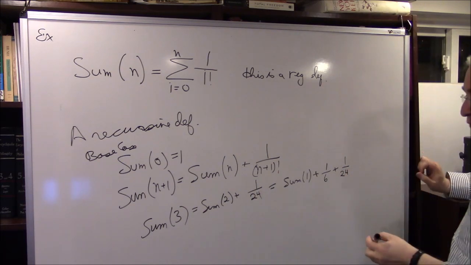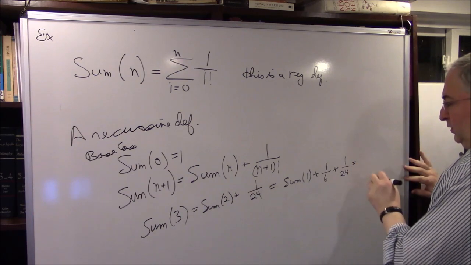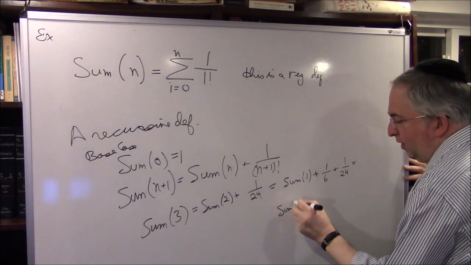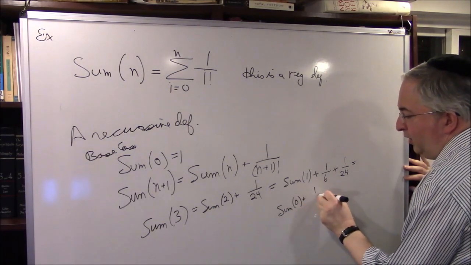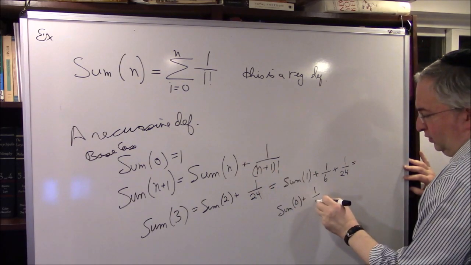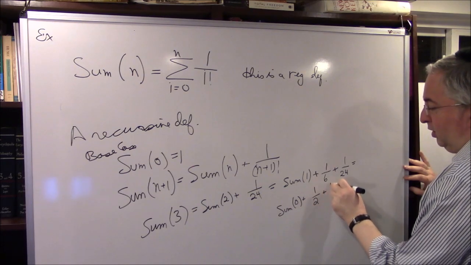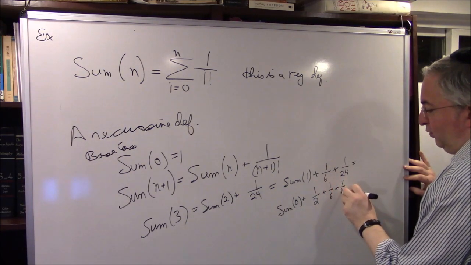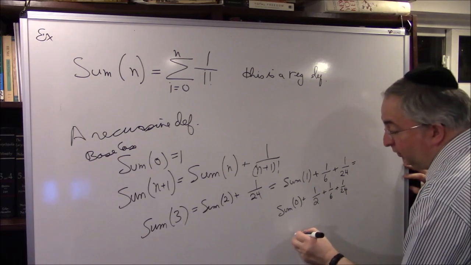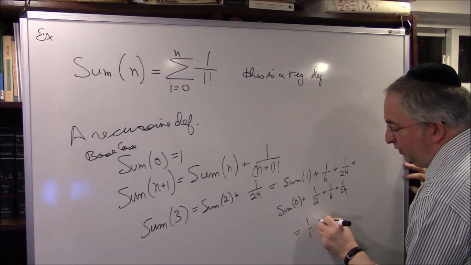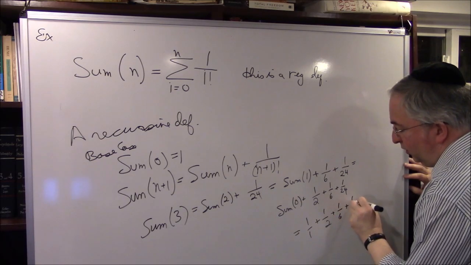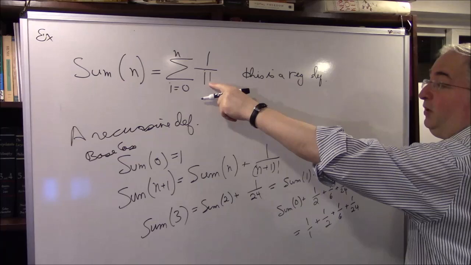Okay. So this whole thing is equal to sum of 1, which is equal to sum of 0 plus 1 over 1 plus 1 is 2 factorial. 2 factorial is 2 plus 1 over 6 plus 1 over 24. Sum of 0 is equal to 1. So this is equal to 1 plus 1 over 2 plus 1 over 6 plus 1 over 24. And that's exactly what it was.